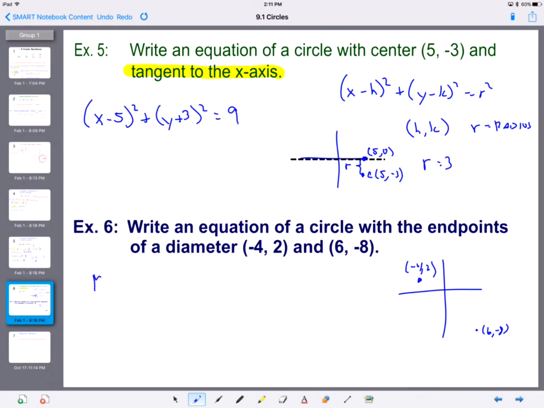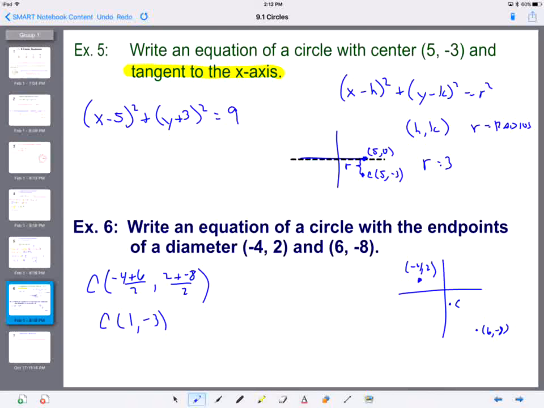So to find the midpoint, or in this case, we'll just call it the center because that's what it is. You're going to take your x values, -4 plus 6, and divide that by 2. And then you'll take your y values, 2 plus -8, and divide by 2. And that's how you're going to calculate the center or the midpoint. And so we get a center of 2 over 2 is 1, -6 over 2 is -3. So (1, -3) is your center.